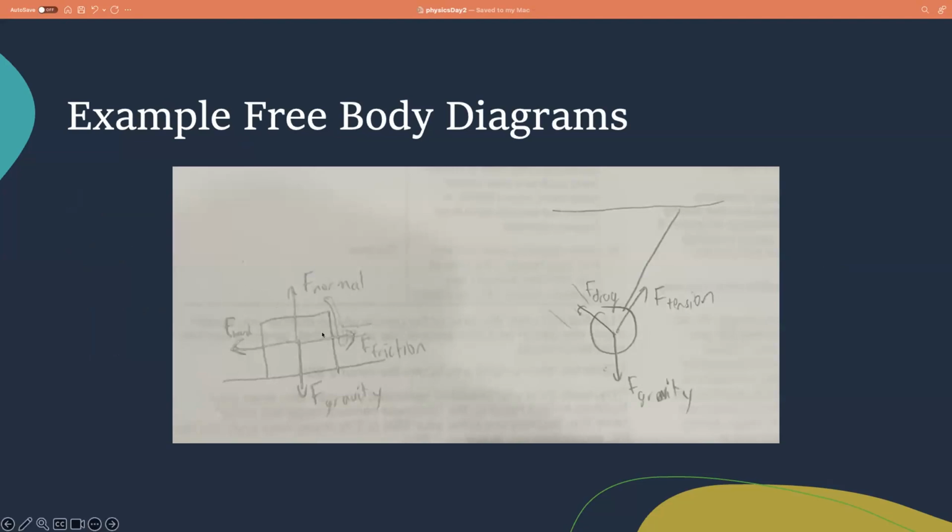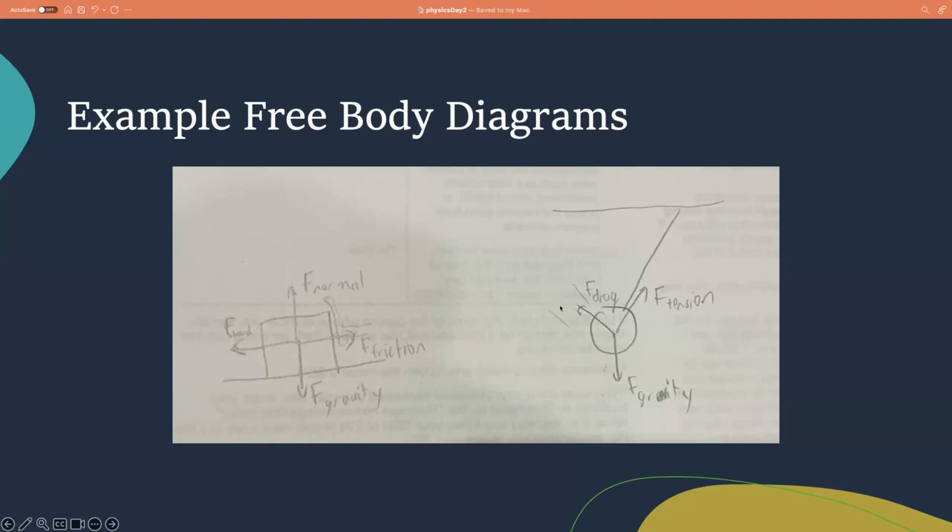So these are a few examples. On the left, we have a box on a table. Gravity is going to be pulling the box into the table, while the table will exert a normal force back onto the block. That's going to prevent it from falling through the table, obviously. And if you have a hand on the right, pushing left, that's the force of the hand. While the table will exert a friction force back on the block because they're touching, opposite the direction of the force, which is pointing left.